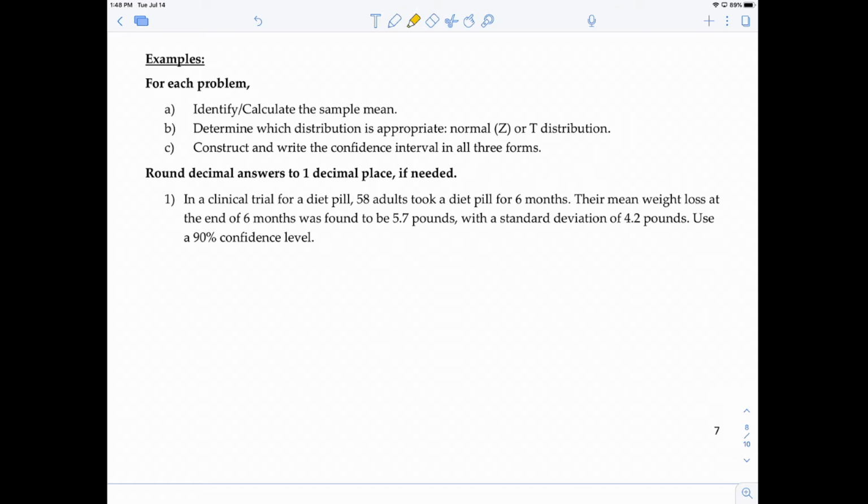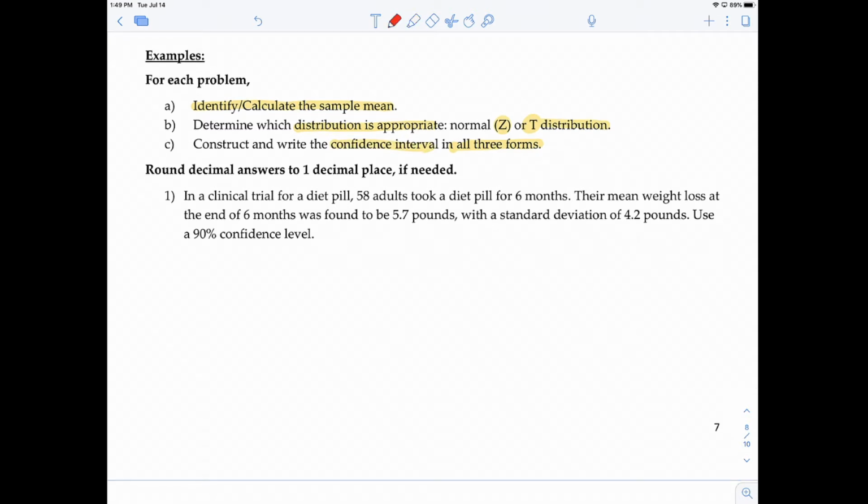All right, so question 1, it's 3 parts. It says identify or calculate the sample mean. Then question B says determine which distribution is appropriate. Is it a z or a t distribution? Question C says construct and write the confidence interval in all three forms.